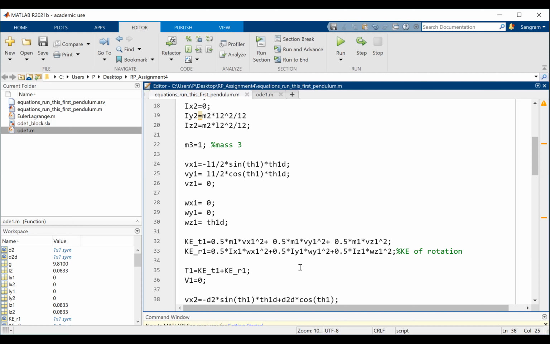Next line is the total kinetic energy: kinetic energy of translation plus kinetic energy of rotation. So line number 35 is the kinetic energy of translation plus kinetic energy of rotation. That is the total kinetic energy.